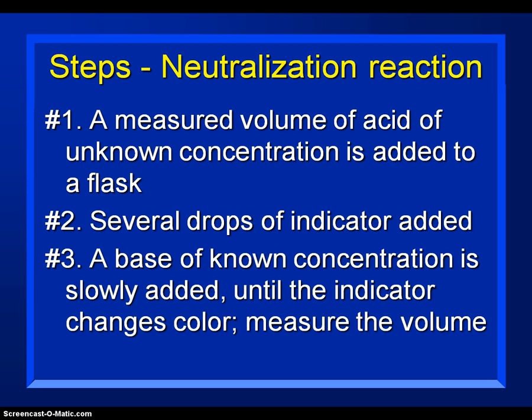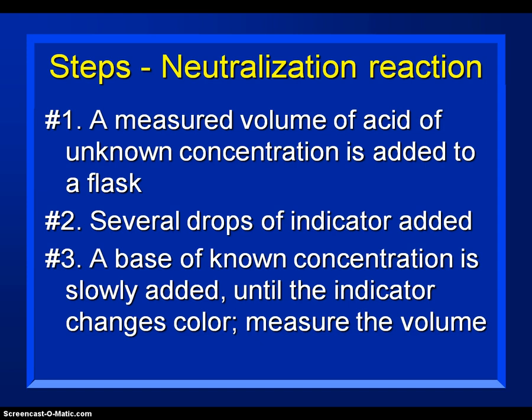Then we take a base of known concentration and we slowly add it until the indicator changes color. So that point where it goes from being clear to just starting to become pink will be the point that we know that we've crossed over and become basic. Right there, that point is called the end point, and we know that's the point at which the perfect neutralization has happened.